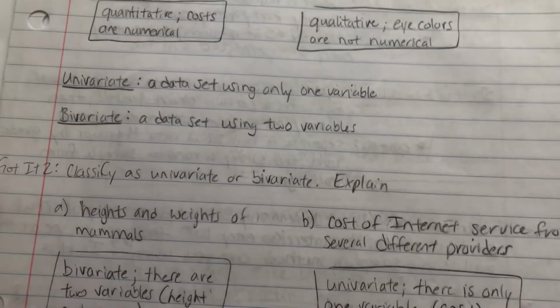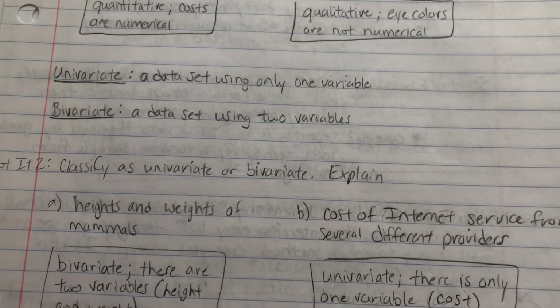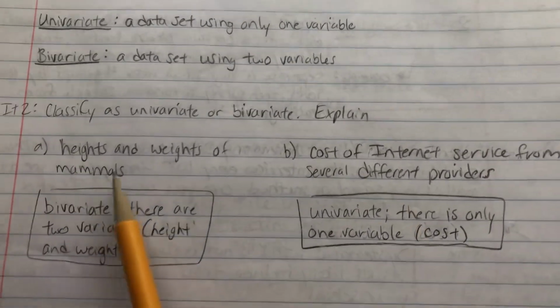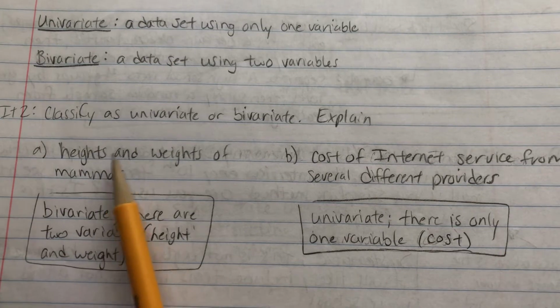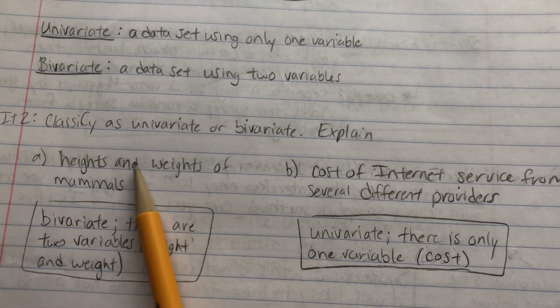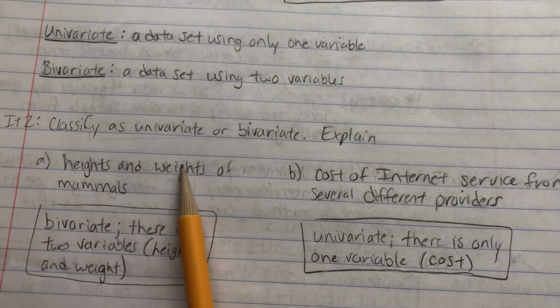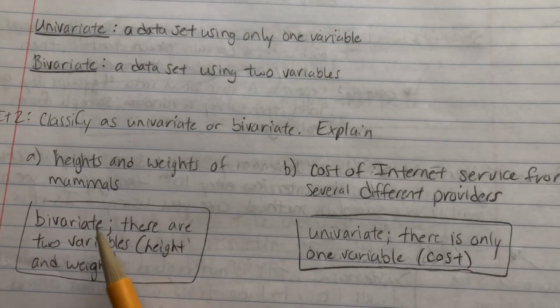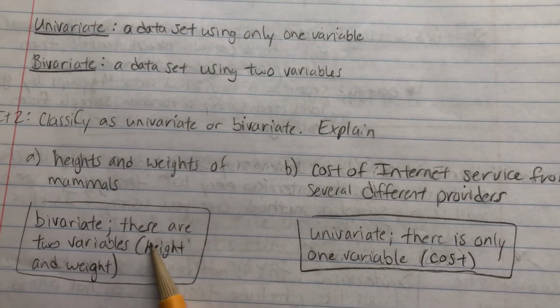Okay, so the best way to really explain those a little bit better is just to look at examples. So here we have in part A, the heights and weights. The word "and" here is a big clue that we're comparing 2 different measures. So that would be bivariate. We've got 2 variables, height versus weight.